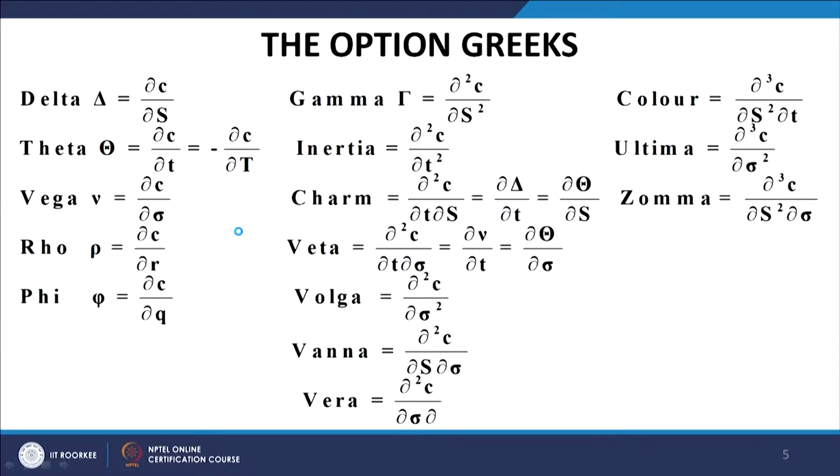This is the set of the current option Greeks which are in use. Nevertheless, I reiterate that the fundamental ones are delta, theta, vega, rho, phi and gamma. These are the conventional ones, the most important and the most relevant ones. The others are more of a cosmetic nature, but nevertheless they contribute to enhancing accuracy.